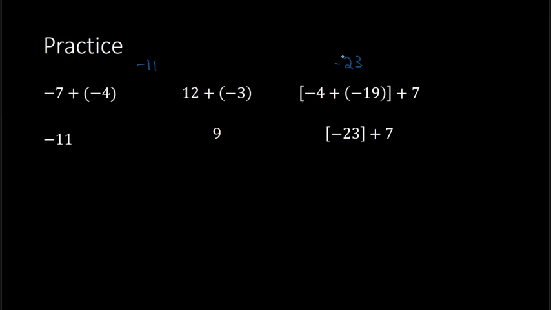So I have -23 plus 7. Now to add these together, the signs are different. We have a -23 and a +7. So to add these together, I actually subtract 23 minus 7, which is 16, and then keep the sign of the bigger number. So 23 is bigger than 7, and 23 is negative, so my answer is going to be -16.